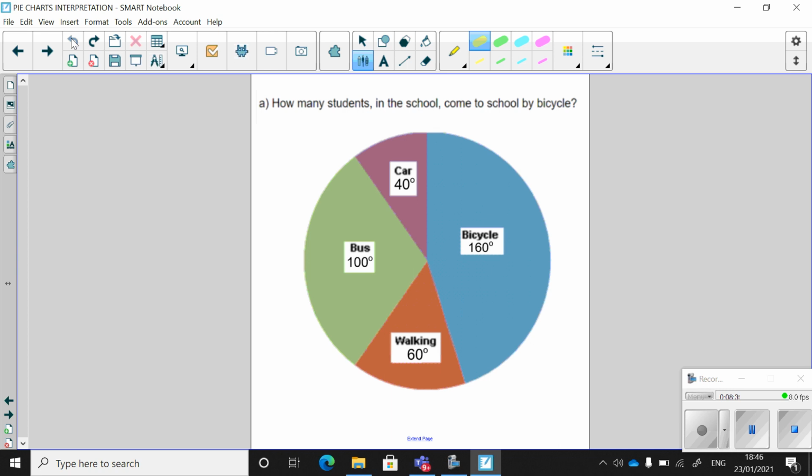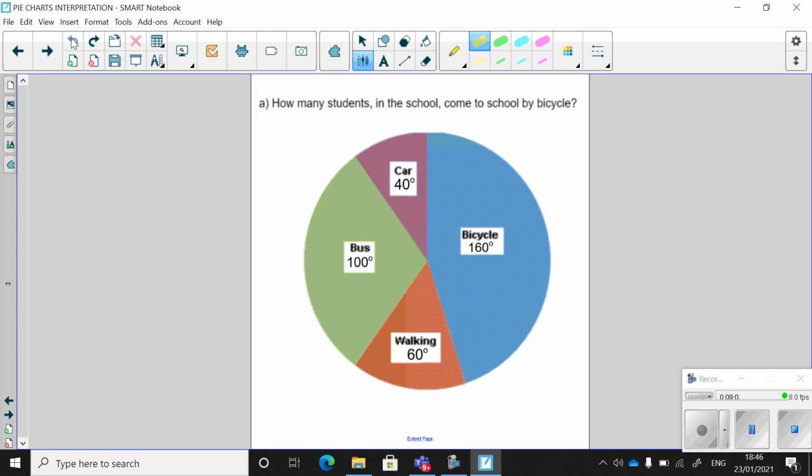How many students in school come to school by bicycle? They must be in Holland or somewhere. It's definitely not in Scotland, because all their bikes would be stolen. Right, okay. Sorry, that's just a personal opinion.